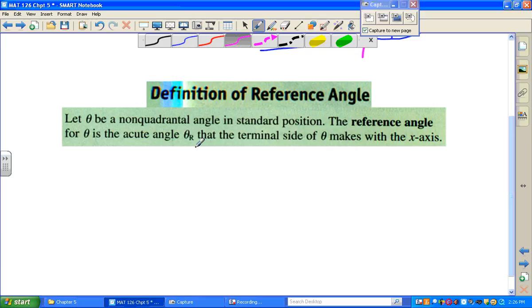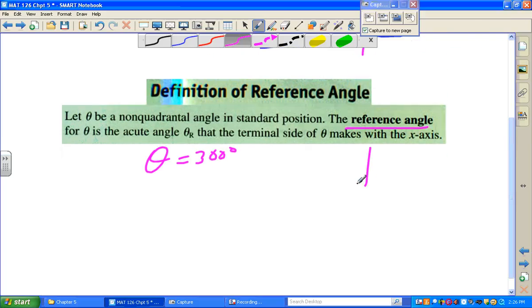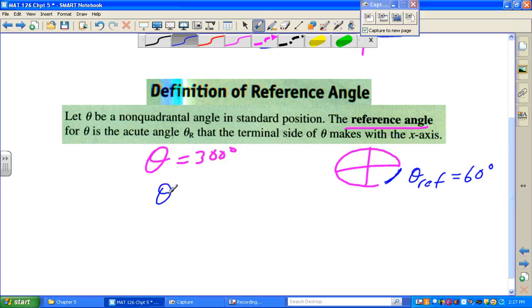So, when we talk about a reference angle, if I tell you theta is 300 degrees, on the unit circle, well, that'd be the 4th quadrant. All the reference angles go to the x-axis, so 60 degrees is the reference angle. All reference angles are between 90 and 0, and they have to be positive.